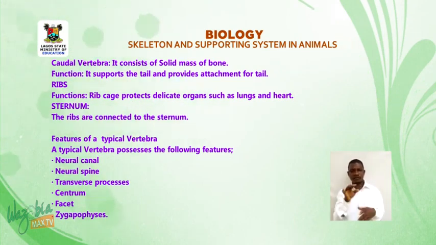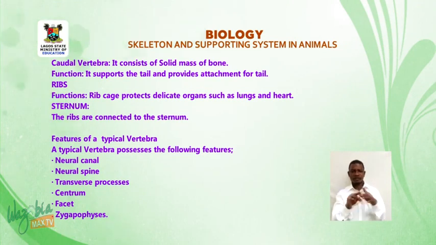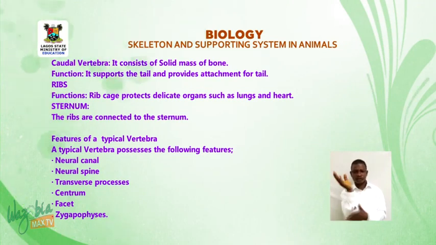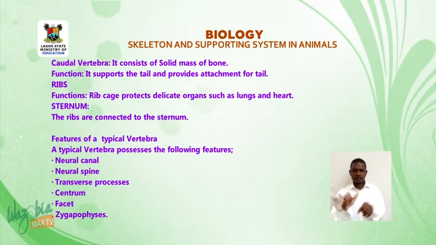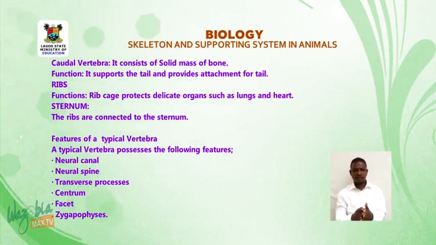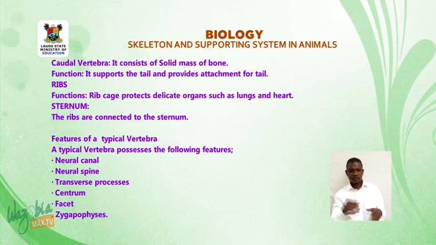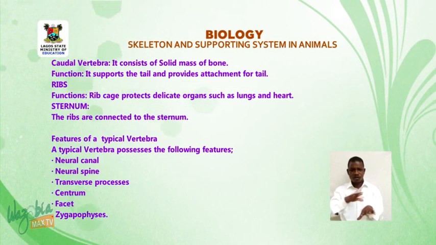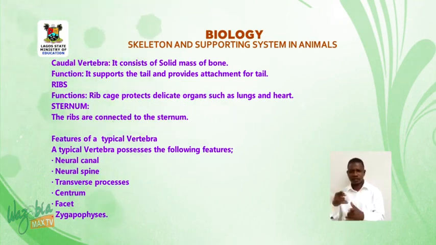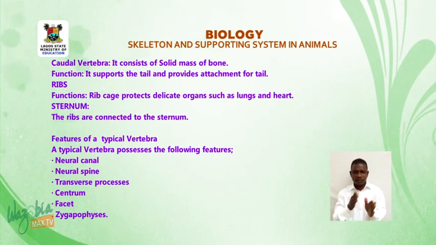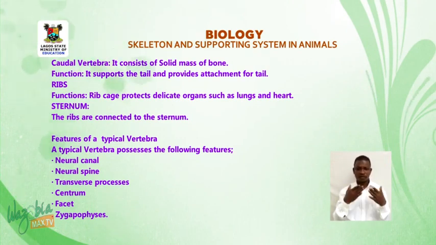Features of a typical vertebra. A typical vertebra possesses the following features: neural canal, neural spine, transverse processes, centrum, facets, and zygapophysis.